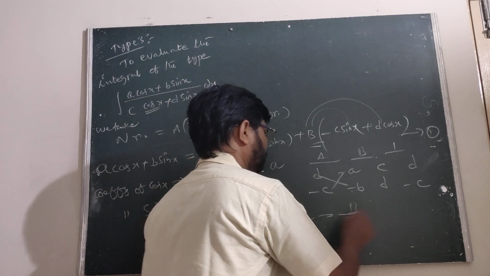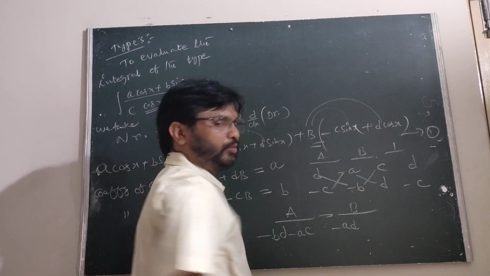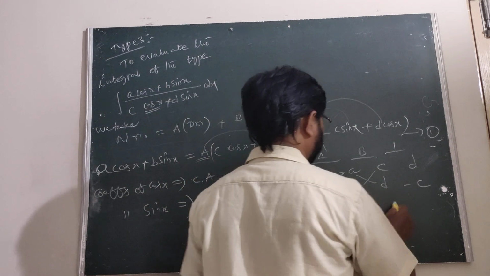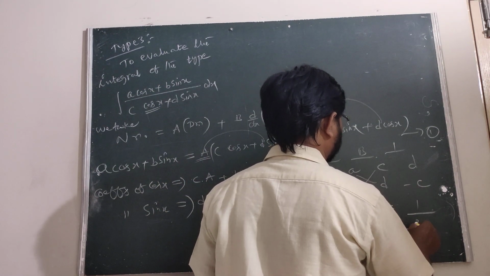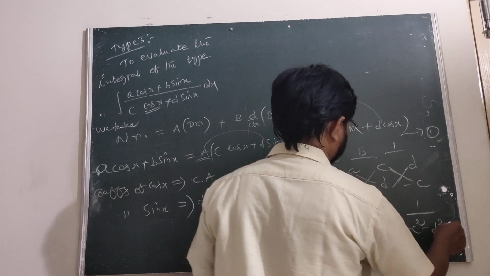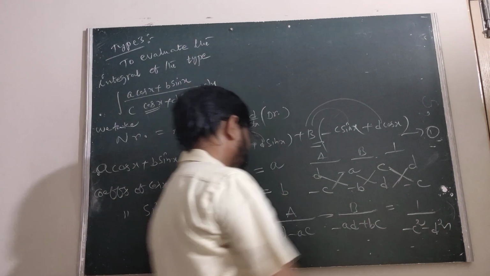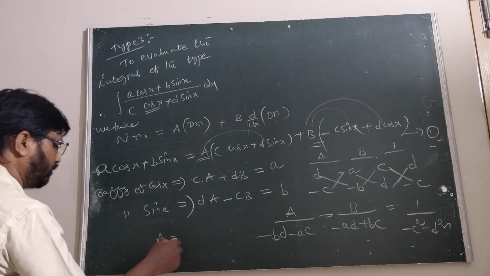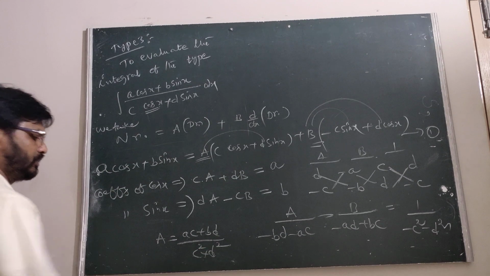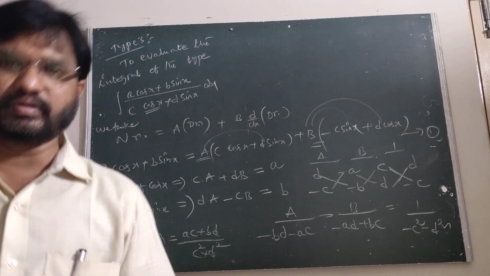Now another method is minus of AD, but in this case we are taking the opposite sign. Minus BC is plus BC. Finally we can write here 1 upon minus C square plus D square, in this case with a minus sign. Therefore, what is the value of A? This is sending to this one. After multiplication with minus, A equals AC plus BD by C square plus D square. Is it clear? A is AC plus BD by C square plus D square.